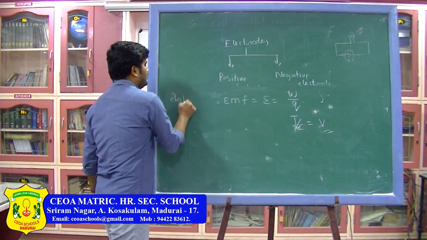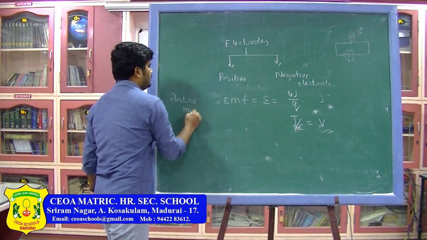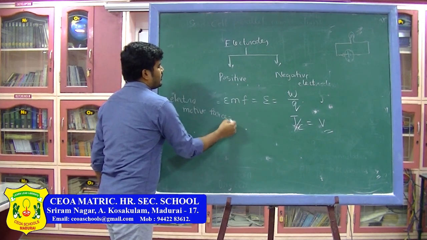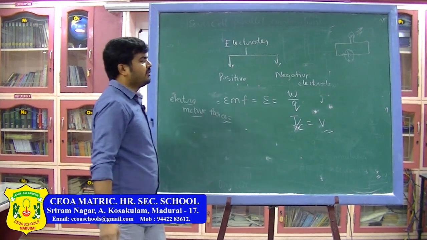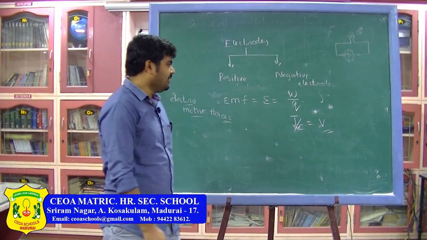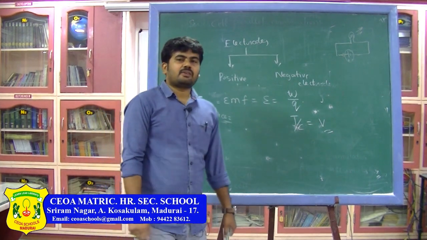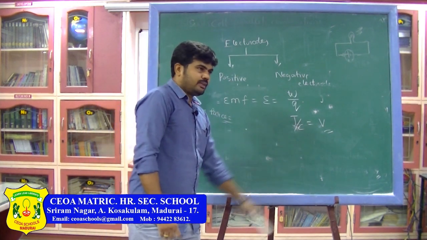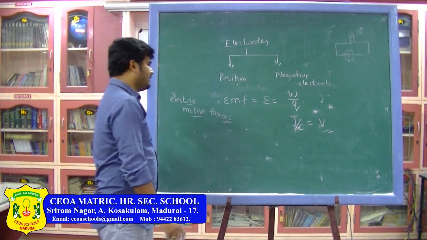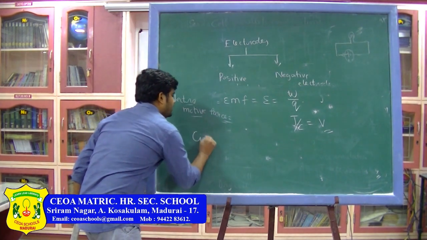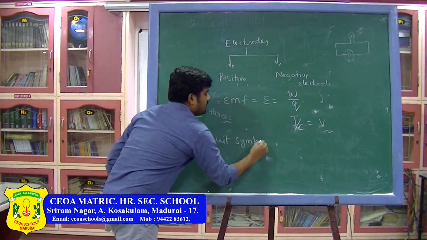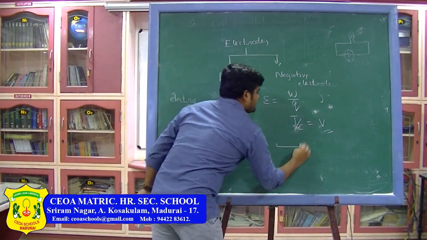Now EMF is nothing but electromotive force. Remember, electromotive force is equal to the work done per unit charge by the cell in maintaining constant current in the circuit. So that is what. Now let us draw one circuit in the symbolic form. So the circuit symbol of a cell is like this.